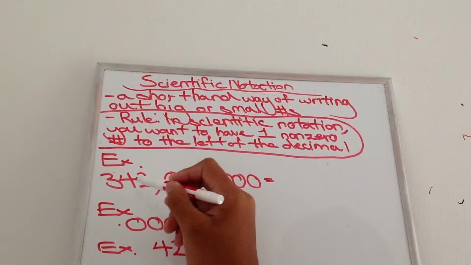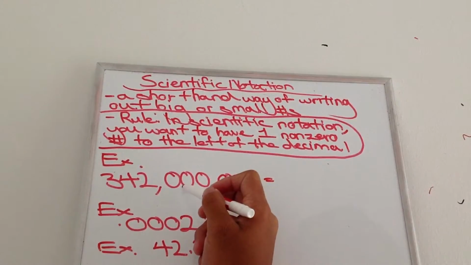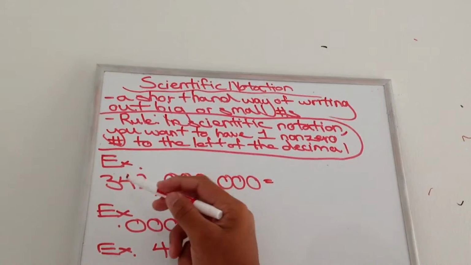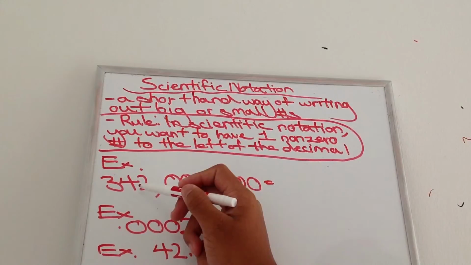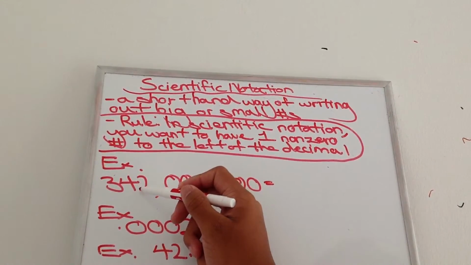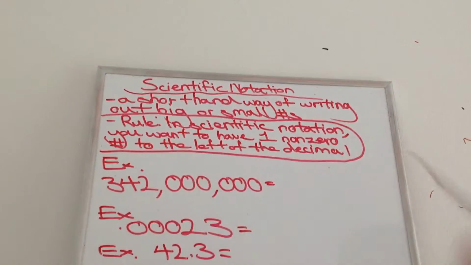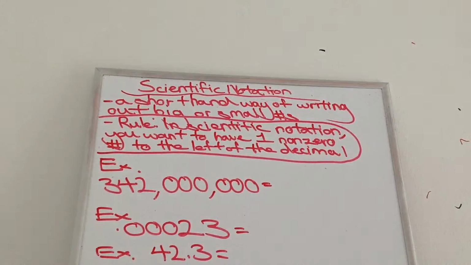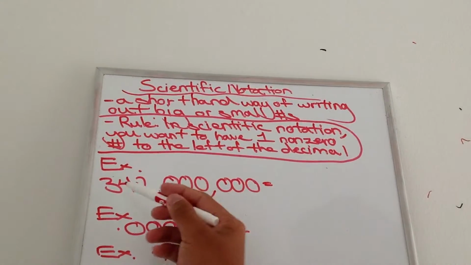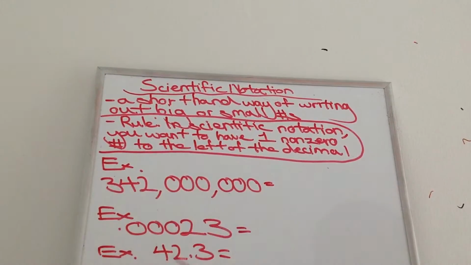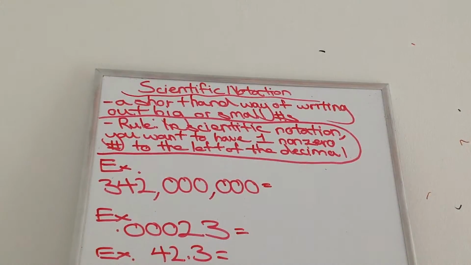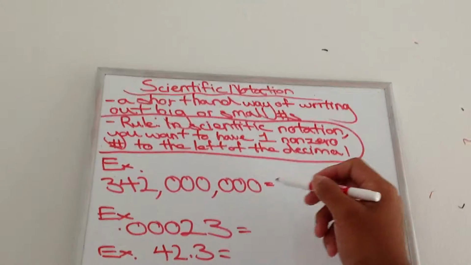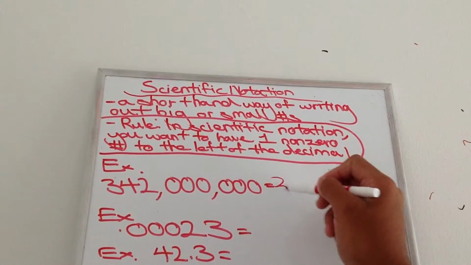So look at here. Where do you want to move it? Do you want to move it here? Well, no, because you only want one non-zero number to the left, and there are three non-zero numbers. What about here? Once again, you do not want to move the decimal point between 4 and 2, because then there are still 3 and 4 to the left. You want to move it to 3.42, because then there's only one non-zero number, 3, to the left of the decimal. So you'll change this number into 3.42.